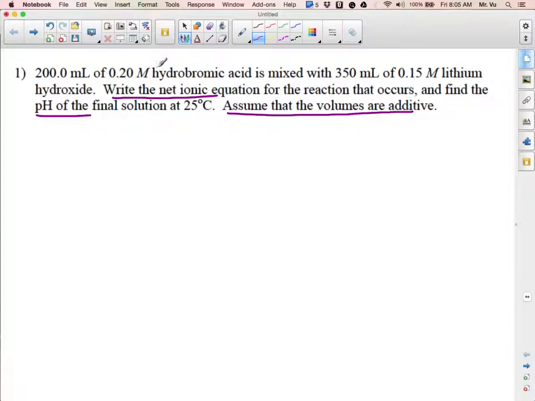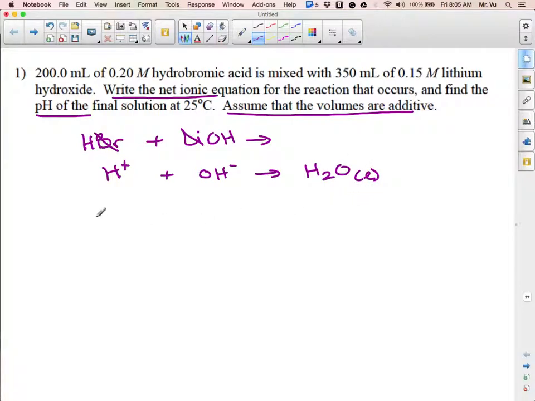So we know this is hydrobromic acid, and hydrobromic is a strong acid, so that's basically HBr, and lithium hydroxide is a strong base. So when we mix lithium hydroxide and hydrobromic acid, the Br- and the lithium become spectators, because remember, the HBr will dissociate completely to H+, and the lithium hydroxide will dissociate completely to OH-. Thus, we're going to basically make water in this case. All right? So now we need to know what the reaction is going to be.